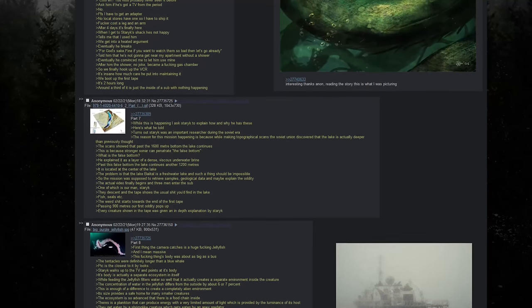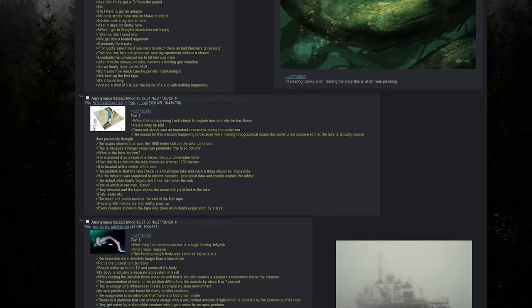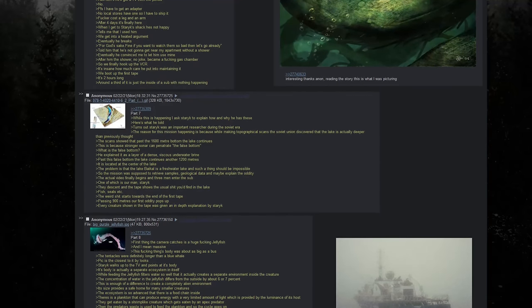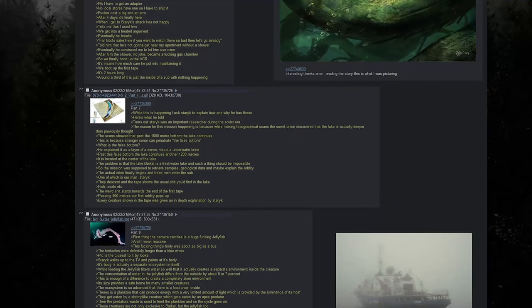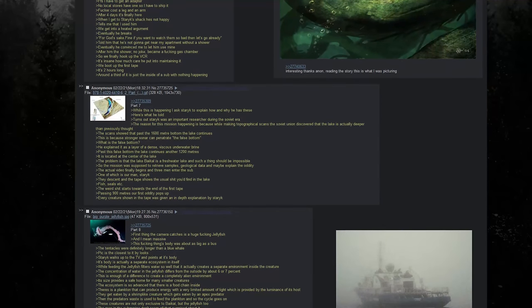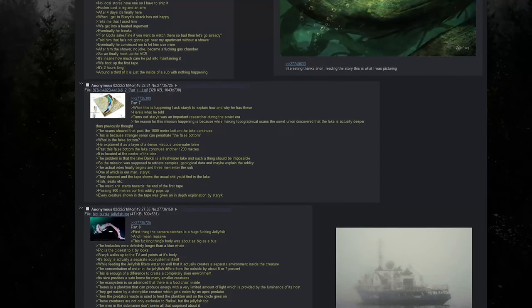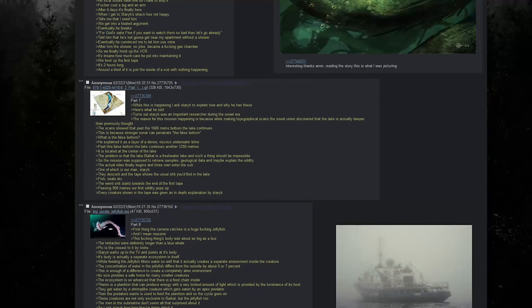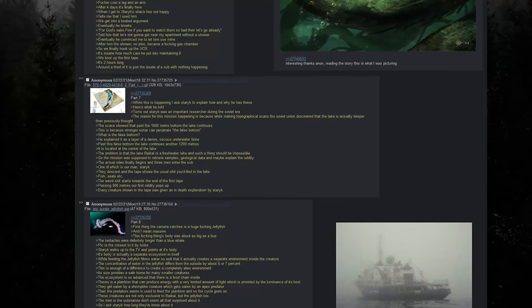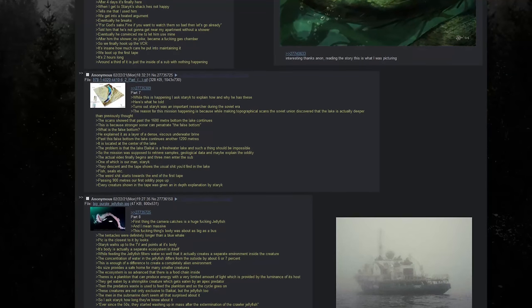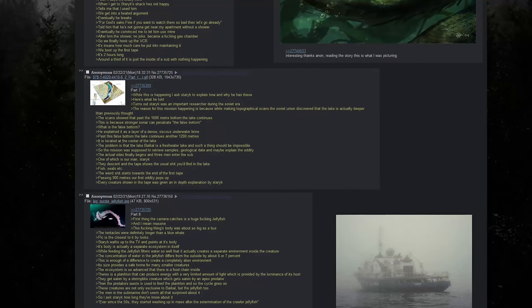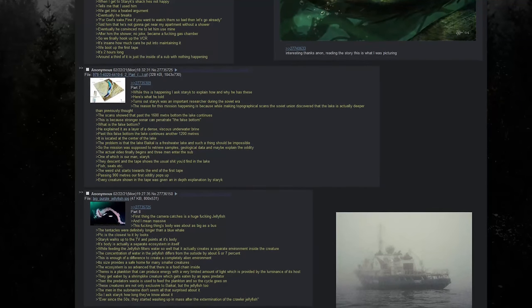The scans showed that past the 1600 meter bottom, the lake continues. This is because stronger sonar can penetrate the false bottom. What is the false bottom? He explained it as a layer of a dense, viscous underwater brine. Past this false bottom, the lake continues another 1200 meters. It is located at the center of the lake.